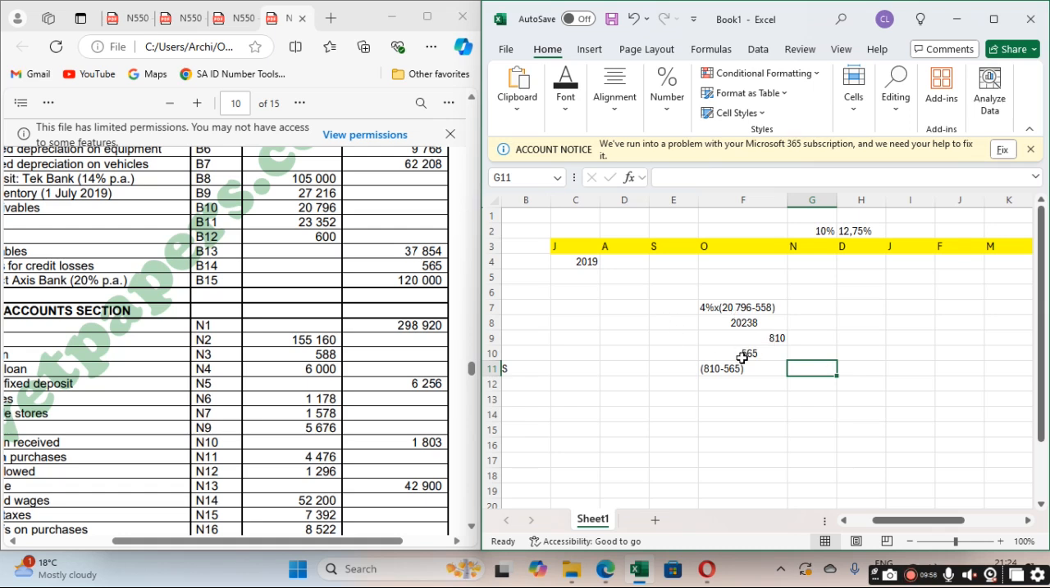So if this was going down from 565, and then maybe we had like 300 after we did all the calculation, since it's going down, it means it was going to form part of our other income. If our allowances for credit losses is going down, then it forms part of your other income. If it's going up, it forms part of your operating expenses. The difference between the two amounts is your answer. So I hope that made sense to everyone.